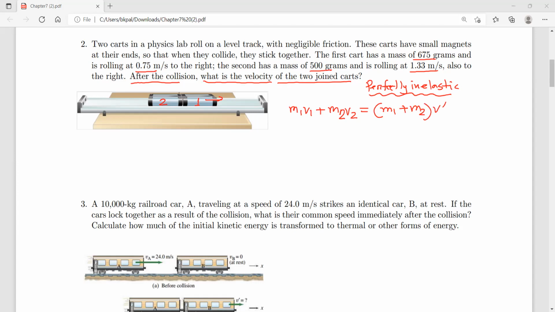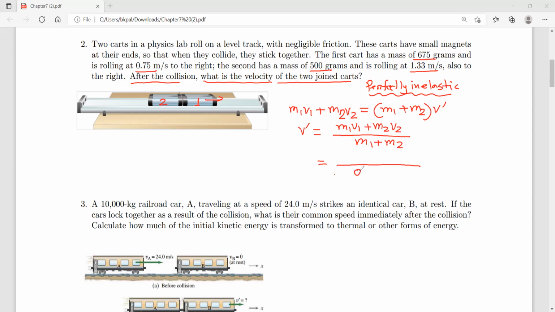Okay, so we have to calculate v prime. If you solve it for v prime, it is basically this. Now we know everything right here. We know the mass of cart 1, we know its velocity, we know the mass of cart 2, and we know its velocity. So we just plug all the values into this equation and see whether we can get these numbers.